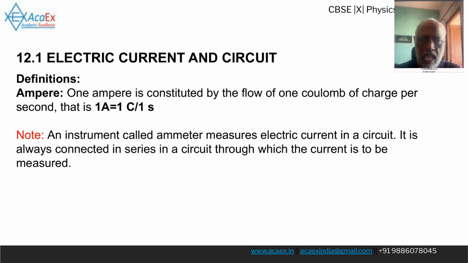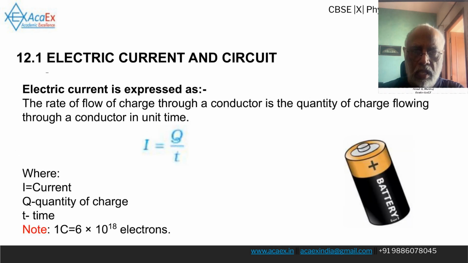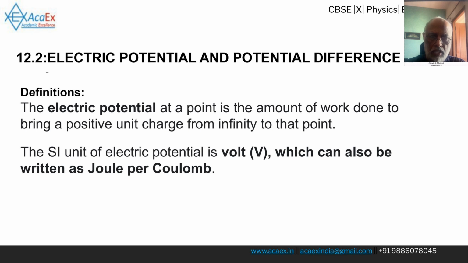An instrument called an ammeter is used to measure the electric current in a circuit. It must always be connected in series within the circuit. Electric current is expressed as the rate of flow of charge through a conductor. The formula is I equals Q divided by T. In this formula, I stands for current, Q stands for the quantity of charge, T stands for time. As a note, 1 coulomb of charge is equivalent to the charge of approximately 6 times 10 to the power of 18 electrons.